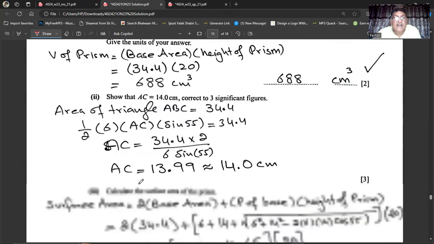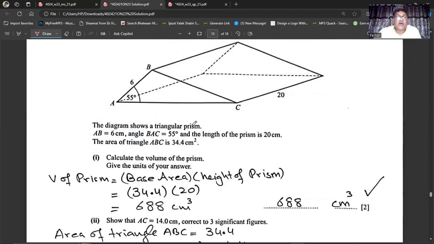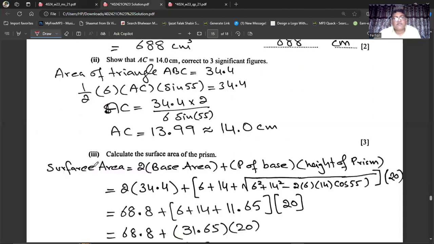So this is 6, this is the question AC, and this is the angle between them. So from there, I can find the area of this triangle. The area of the triangle we already know. That is 34.4. So AC will be equal to 34.4 multiplied 2 divided by 6 divided by sine 55, equals, and that will be 13.99. That is 14 centimeter. So the AC side is basically 14 centimeters. So now I know this side is how much? That is 14 centimeter. So let me show you. It is 13.99 or 14 centimeter, you can say.